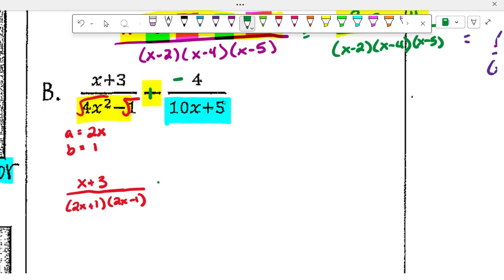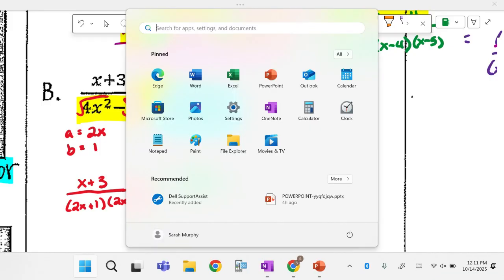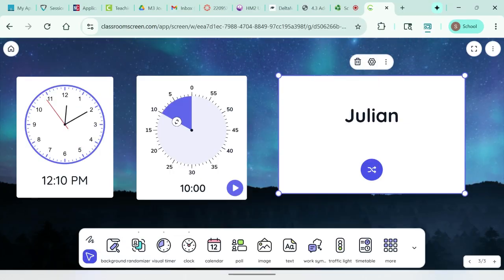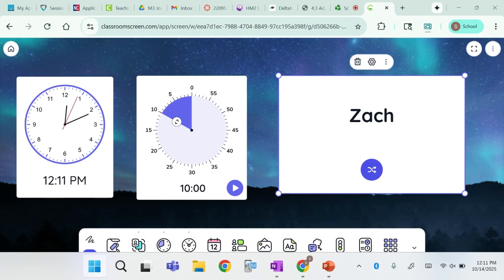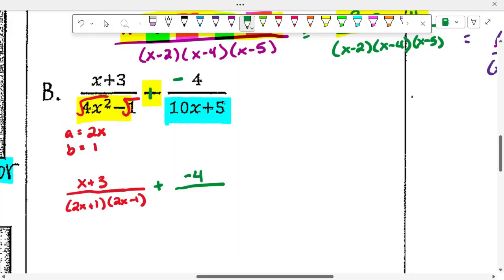Now, our second one, we know we're going to have negative 4 on top. But how would I factor the blue? Let's go with Zach. So looking at the blue highlighted, first off, it's only 2 terms, but does that look like a difference of squares to you? No. There's no x squared, there's no x cubed, so it can't be either of those.